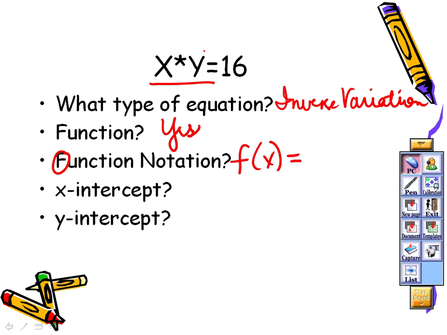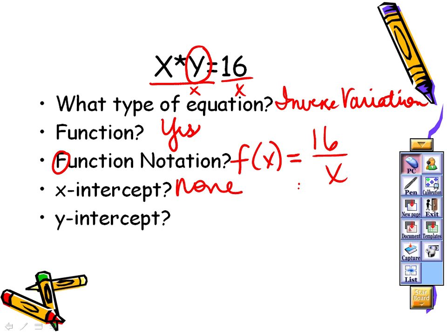So I need to solve for y. So what do I divide by? X. So f of x equals 16 over x. Do you want to get that right? Yeah. It is a function. And function notation is 16 over x. What is the x-intercept? None. It doesn't have one.